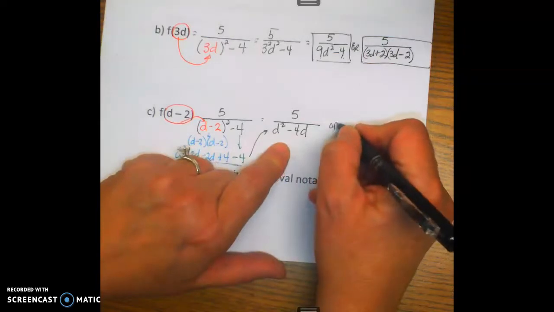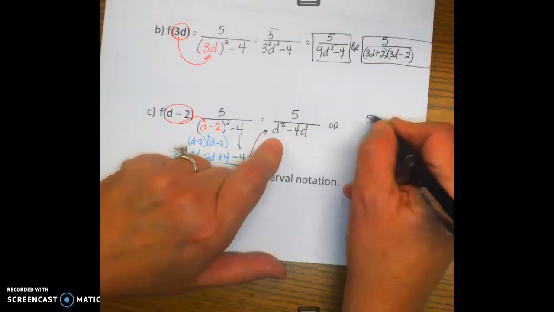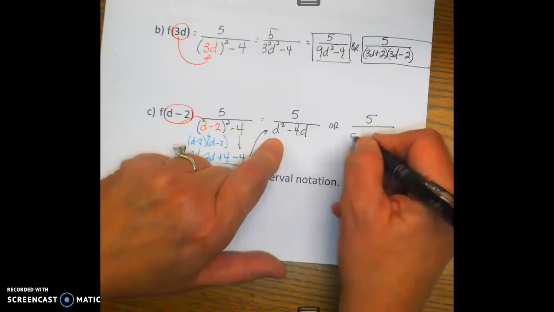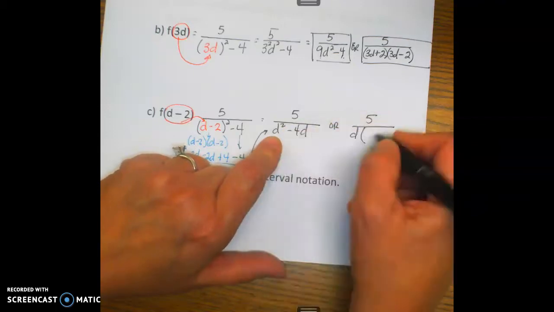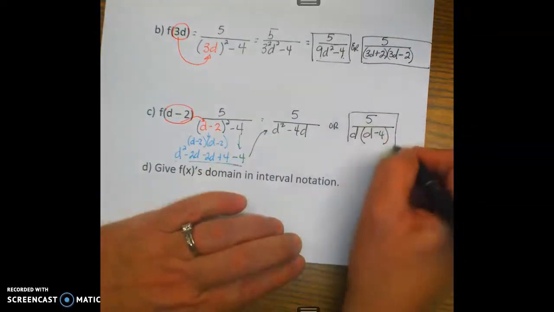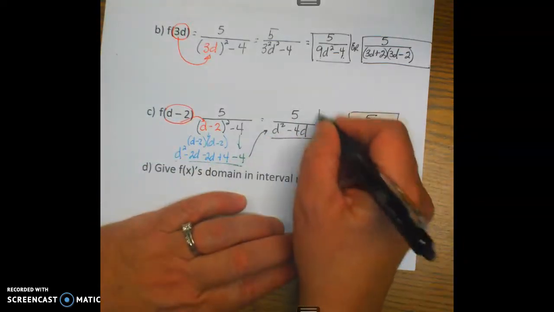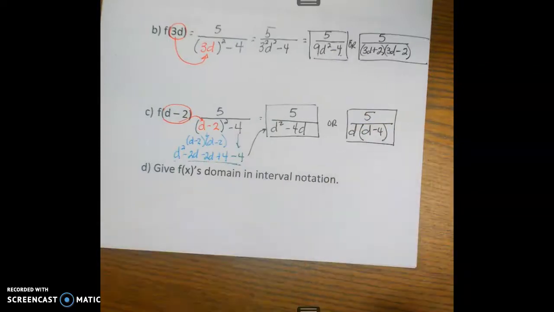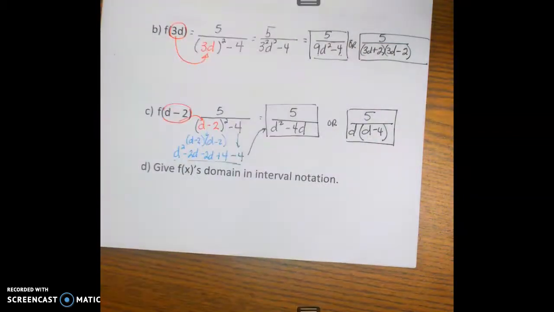I'm going to go ahead and factor this to make sure there's nothing further that I can simplify. And I can take a d out of both of those, so it's d times (d minus 4). And I can't go any further, so either one of those would be an okay answer. But do factor it and make sure that there's nothing you can simplify further. Okay, so that's evaluating with function notation.